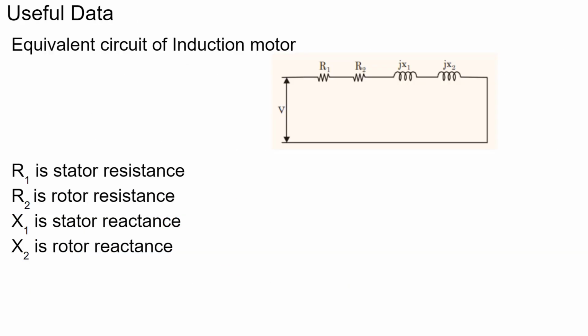Let us discuss the equivalent circuit representation of the induction motor. The induction motor usually takes supply from the grid. Here R1 is the stator resistance, R2 is the rotor resistance, X1 is the stator reactance, X2 is the rotor reactance. By using this information, let us solve the problem.